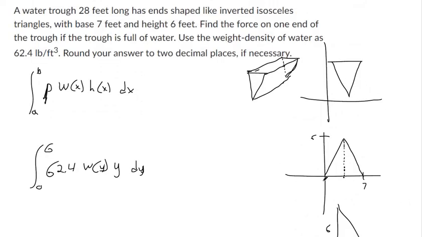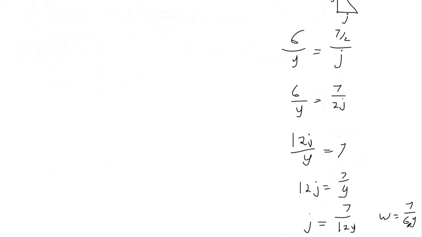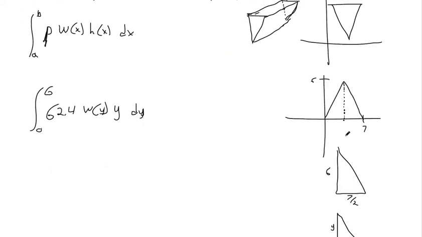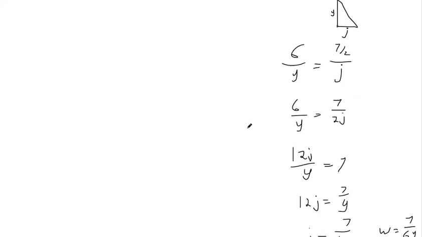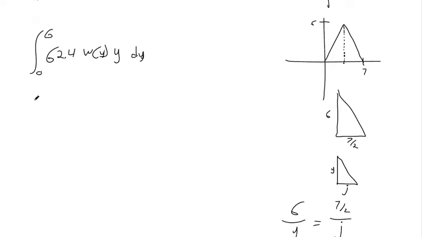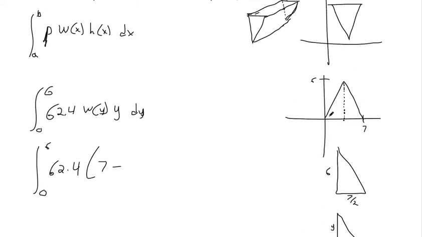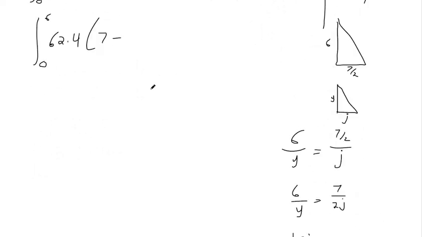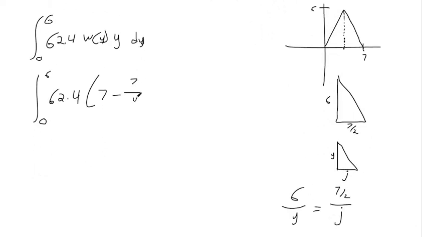But there's one little problem, because at y equals 0, it would say the width is 0, right? So I just need to make an adjustment. The width is 7 minus this fraction. So now we're ready to integrate. This is 7 minus, this is 7 all the way across. So it's 7 minus 7 over 6 y, times y, dy. Okay, I think that's it.